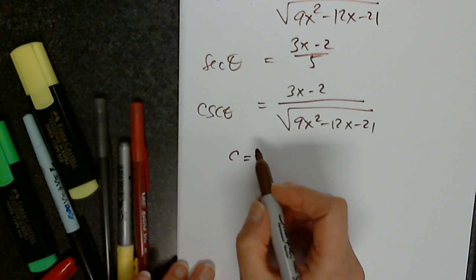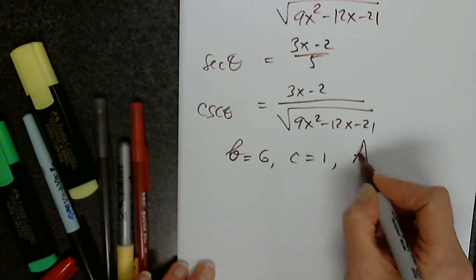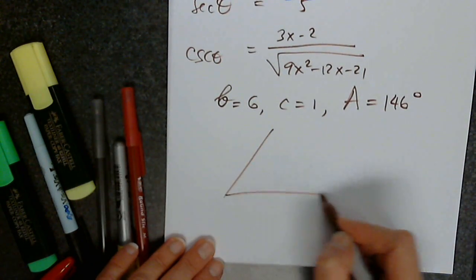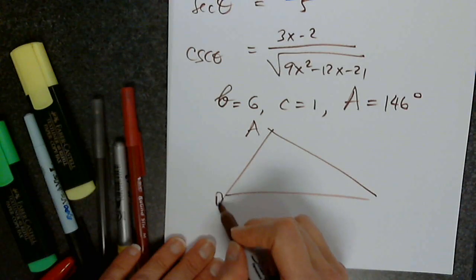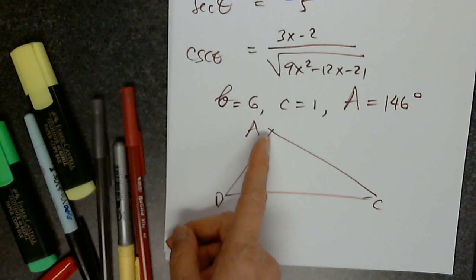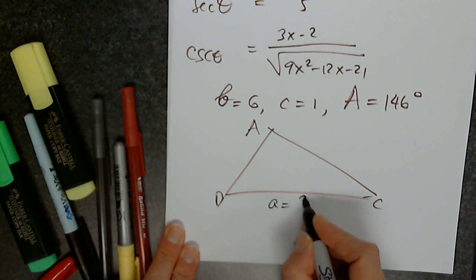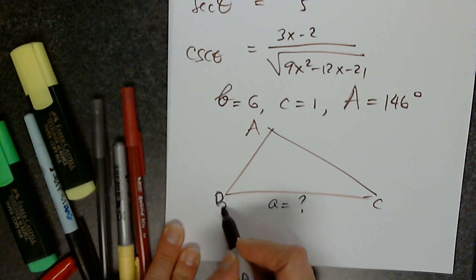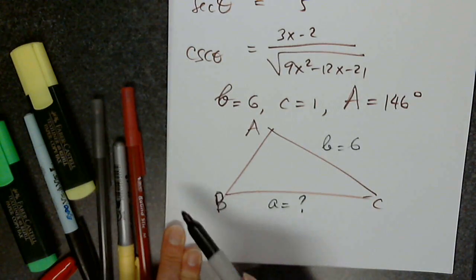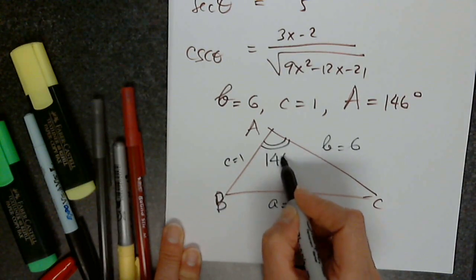So we are given b, which is 6, c, which is 1, and angle A, which is 146 degrees. I draw a triangle. I denote the vertices by A, B, C. I know the opposite of angle A is always denoted by little a, which I don't have. The opposite of B is always denoted by little b, which is 6. The opposite of C is denoted by little c, which is 1. And angle A is 146 degrees.